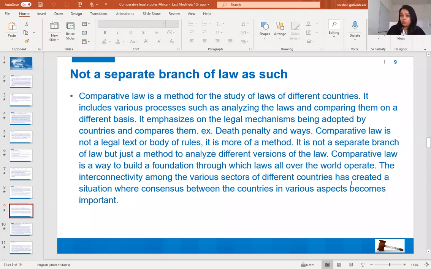Example, death penalty and its ways, right? It just sees that the death penalty is a punishment which is given in so many countries. In some countries, it's hanging to death. In the US, in some states, it's by electrocution. In some countries, a lethal injection will be given. In some countries, drowning is there. So same death penalty, same punishment, but it is given in different ways in different countries, right? So that is comparative studies. So it is not a separate branch of law, but just a method to analyze different laws.